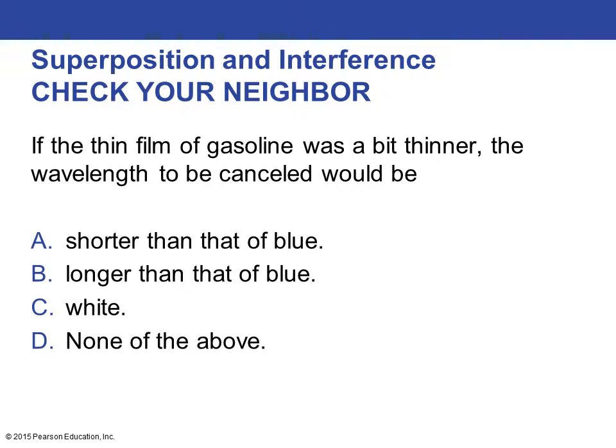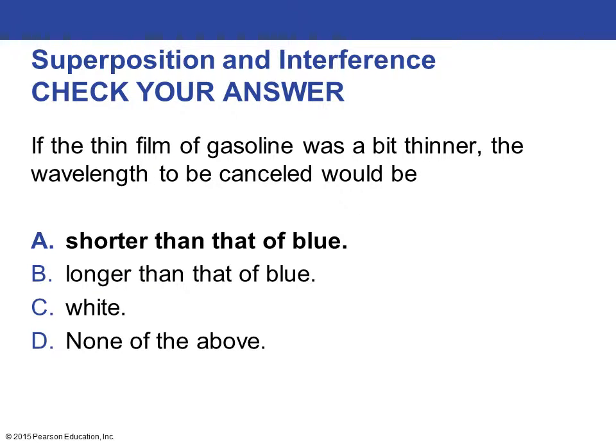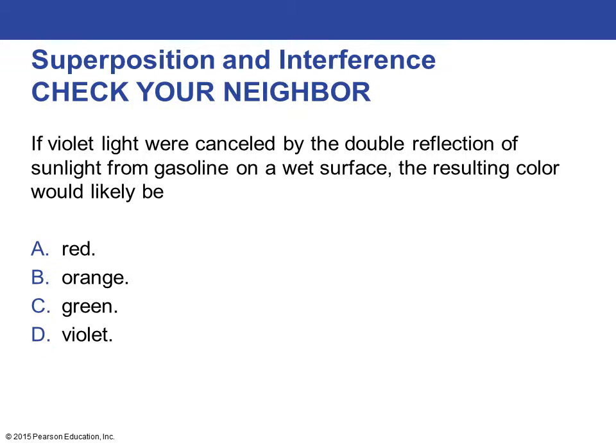If the thin film of gasoline was a bit thinner, the wavelength to be canceled would be shorter than that of blue, longer than that of blue, white, or none of the above. And the answer is shorter than that of blue. So as your film gets thinner, shorter and shorter wavelengths will be the wavelengths that are canceled out. And on the opposite, if your film were to get thicker, then longer wavelengths would be canceled out, or the colors that are on the spectrum of having a longer wavelength.